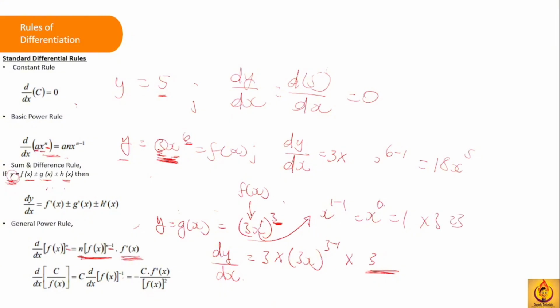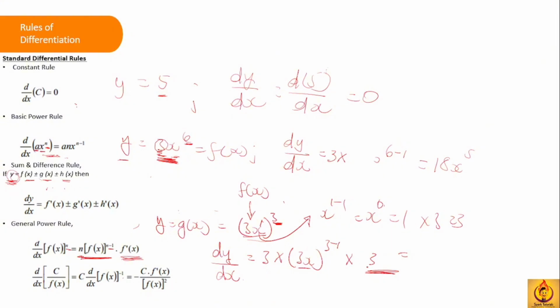Now this 3, don't mistake it with this one. This 3 is the derivative of what's inside the brackets, the 3x. It's not the 3 that was the exponent. Well, it is, but it's not at the same time. It is in the sense that it's the 3 that you multiplied with 1 here. But it's also not that 3, because this 3 is the derivative of the entire thing.